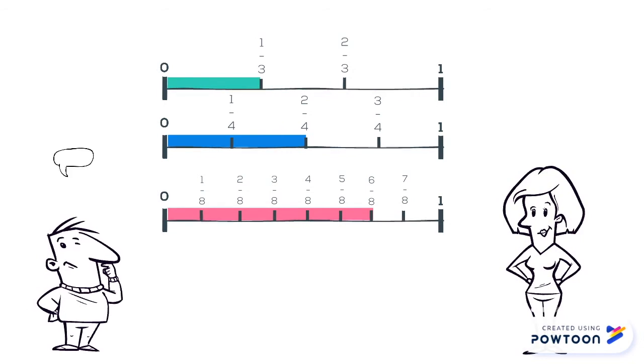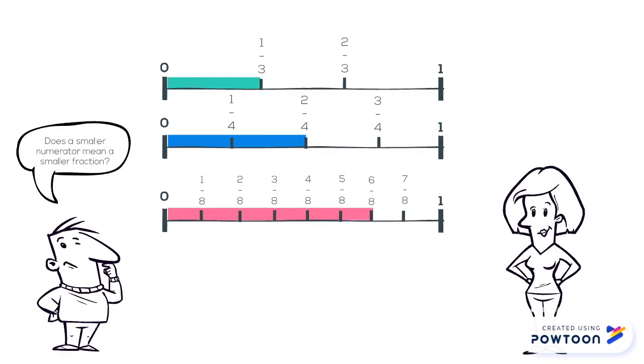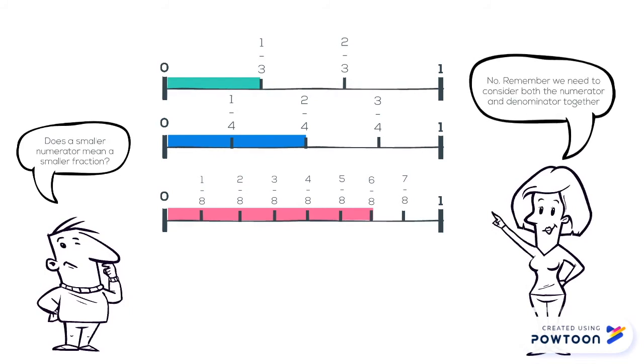Okay, does this mean the smaller the numerator, the smaller the fraction? I can see why you were thinking that. It does appear that way here. However, again, we must always consider both the numerator and the denominator together when looking at fractions. Let's change the fractions again. Now we have 2/3, 2/4, and 4/8. Looking at just the numerator here, you can see that a smaller numerator does not mean a smaller fraction. In this situation, 2/3 are larger than 4/8.